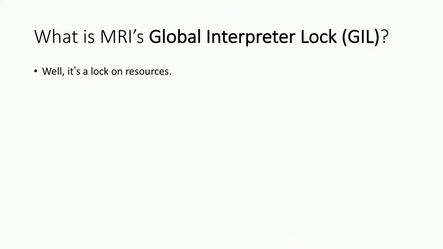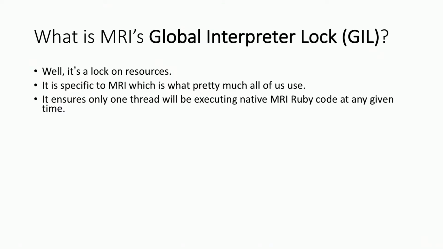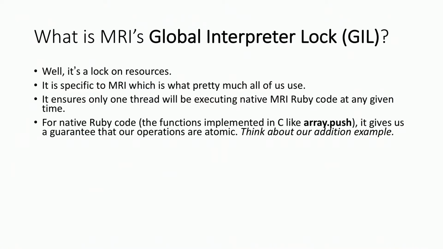It's a lock on the CPU resources. It's specific to MRI, which is what pretty much all of us use. It ensures that only one thread will be executing MRI Ruby code at any given time. That is the C, the native Ruby code, the parts of Ruby that are implemented in C. It's not a public API, so the GIL is something that's private. It can only be called by the C code.